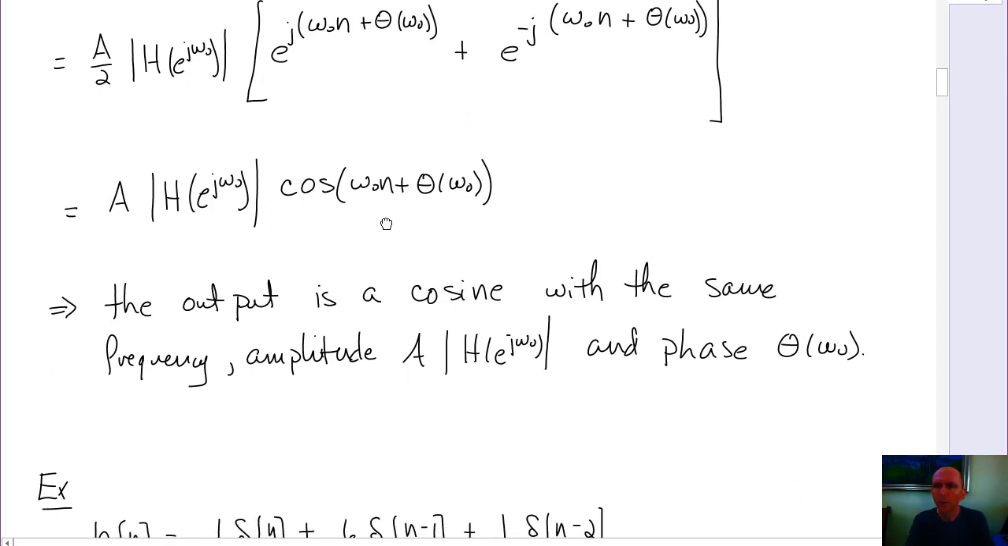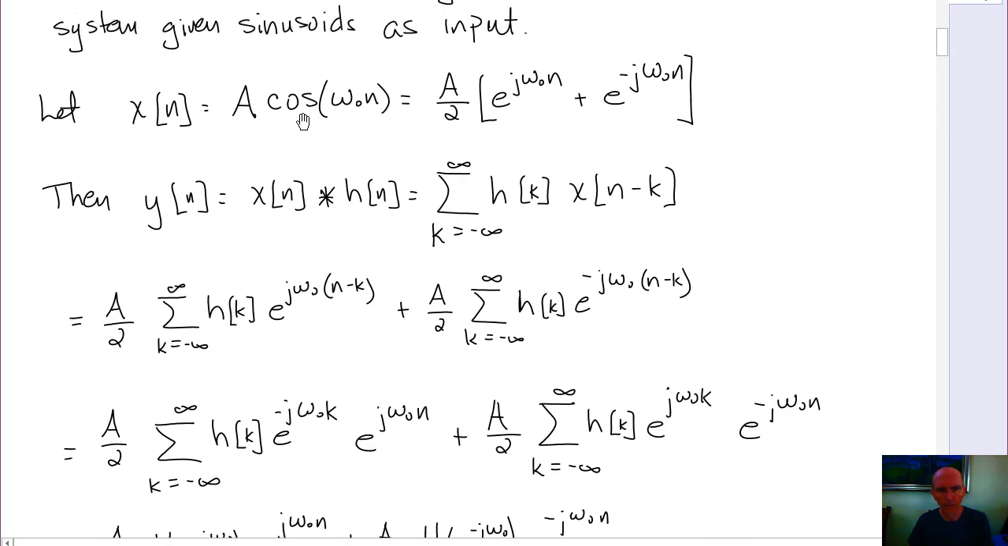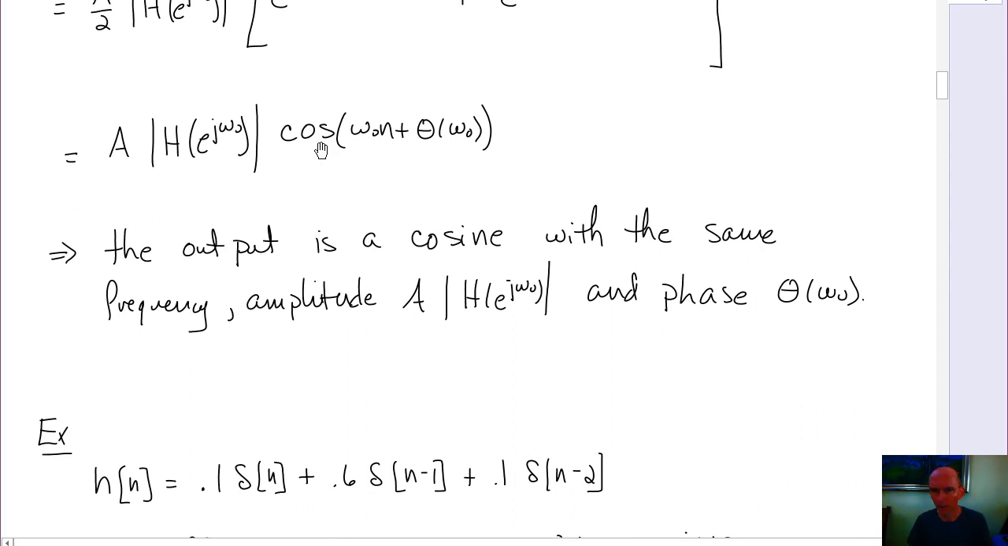And we compare this with what we had originally at the input. Our original input was a cosine with amplitude A and frequency omega 0, and we see that the output is also a cosine with frequency omega 0. What this means is that linear time invariant systems, if we give them a cosine as an input, it's going to be a cosine as an output. It doesn't change cosines into square waves or triangle waves or anything else. It's a cosine with the same frequency.